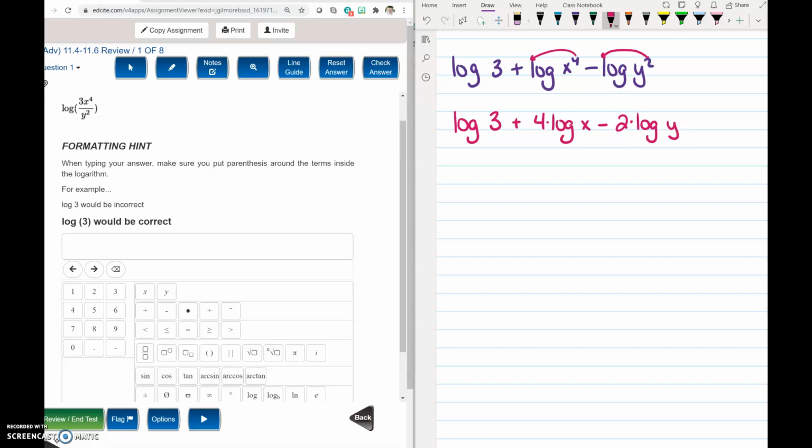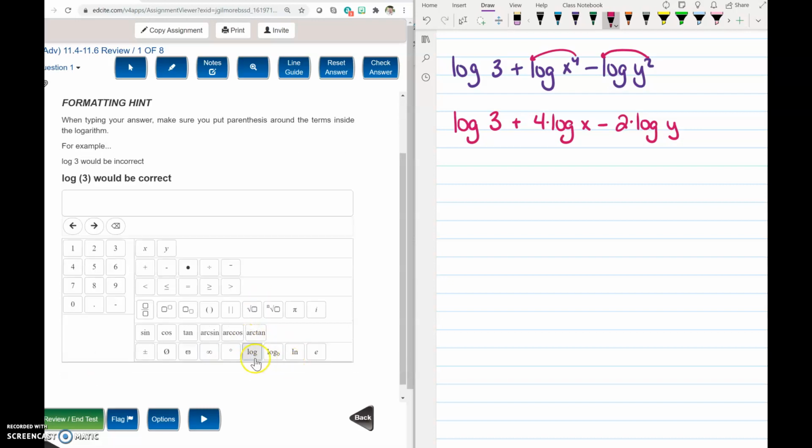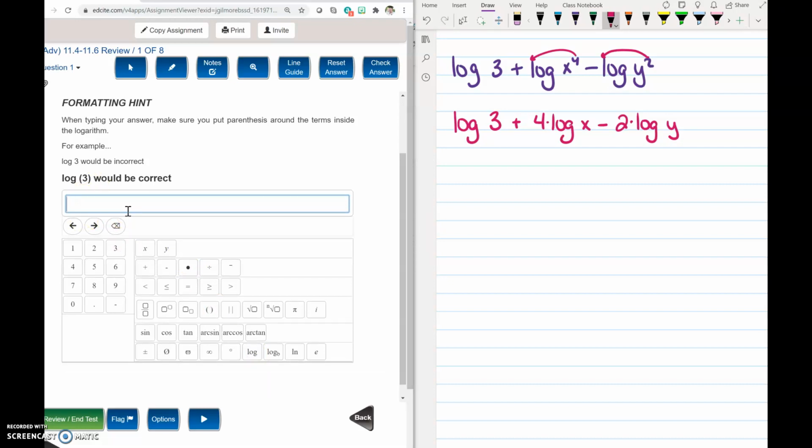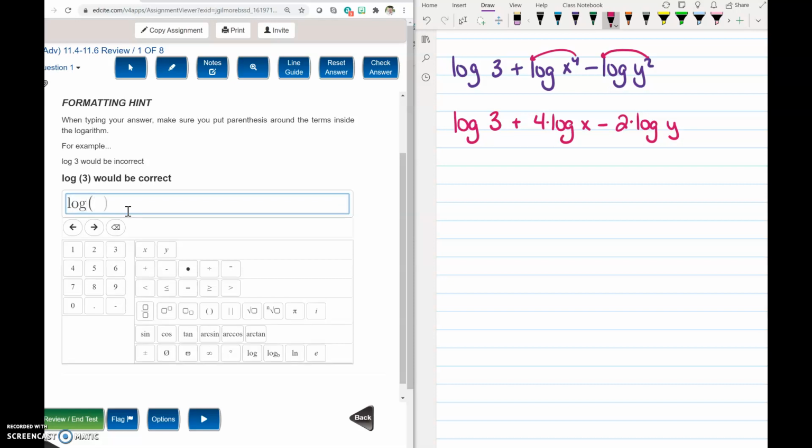Now, a formatting hint. You need to put parentheses around the terms inside your logarithm. You either can use this keyboard and punch in log, notice it puts parentheses in there for you, or if you type log, see how it straightens out? You just need to put the parentheses in there so that it will count this as correct. So really our correct answer is like this, with parentheses around the stuff that's inside each log.